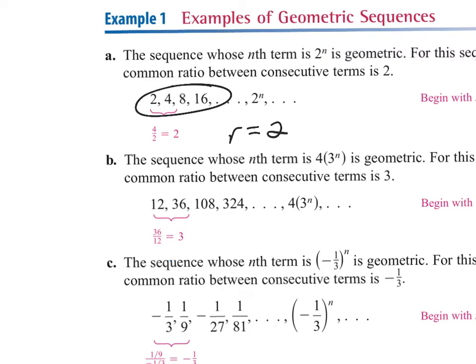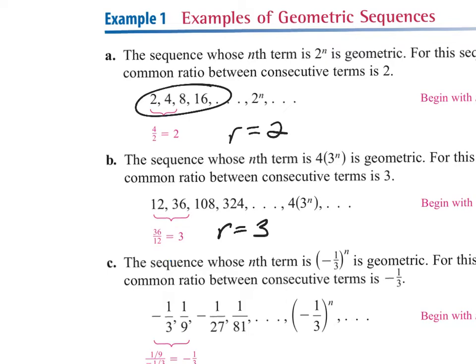Here, how'd you get from 12 to 36 to 108 to 324? You're multiplying by 3 every time. So your r would be 3. If you notice, guys, with geometric, the numbers get bigger a lot faster, because when you multiply, the numbers become larger much quicker than if you just add the same thing every time.